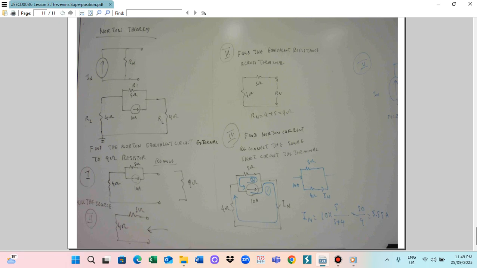Second step, kill the source. Step 2, we kill the source. Kill the source means the voltage source has to be short circuit, current source has to be open circuit. So now you see the current source is 10 ampere, so you open the current source. This is the 4 ohm here. This is the 5 ohm. So this is for the first step, remove. Second step, kill the source.